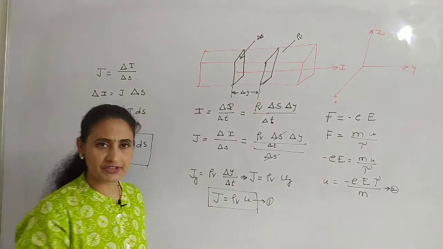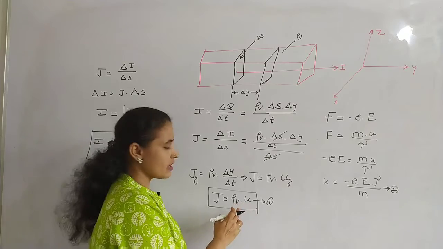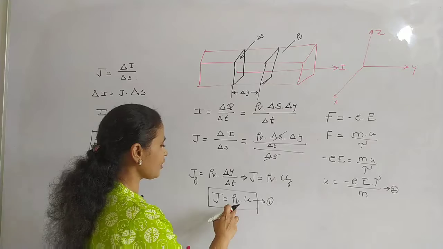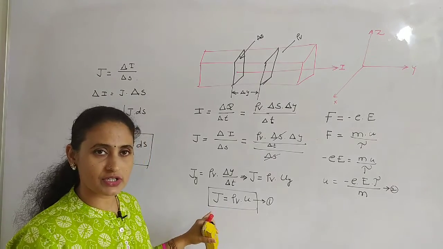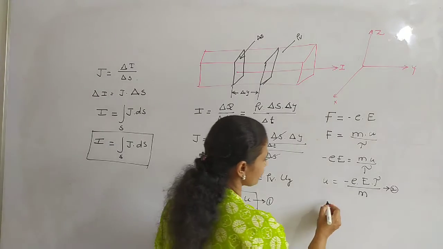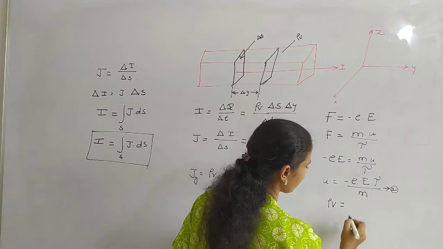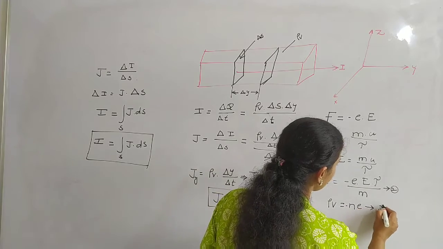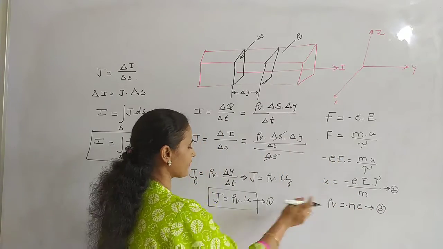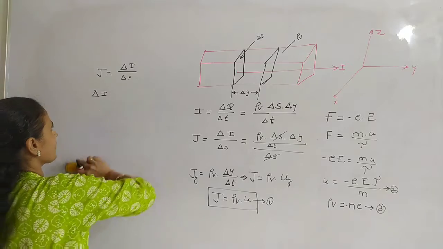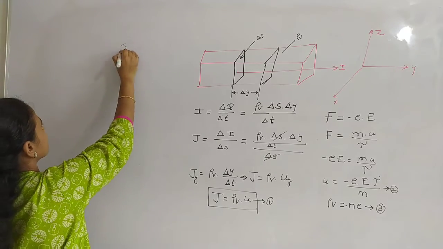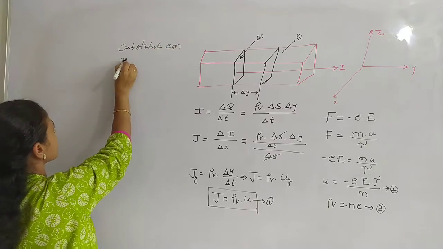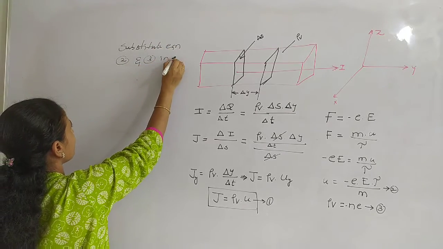In the equation of J, we have the product of two terms, volume charge density into velocity. We obtained the velocity individually. Let us write the value of rho v also, then we will substitute in J to get the new formula for J. The volume charge density rho v is given by minus n e. Let this be equation 3. Now substitute equations 2 and 3 in 1.